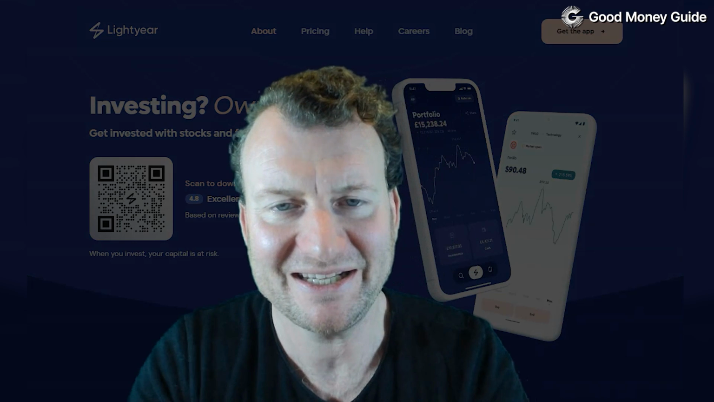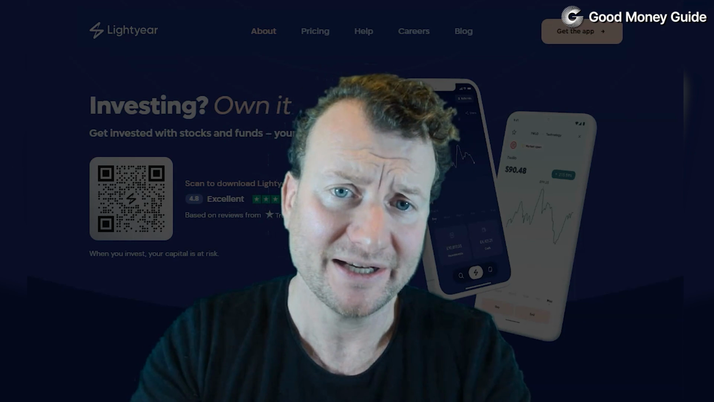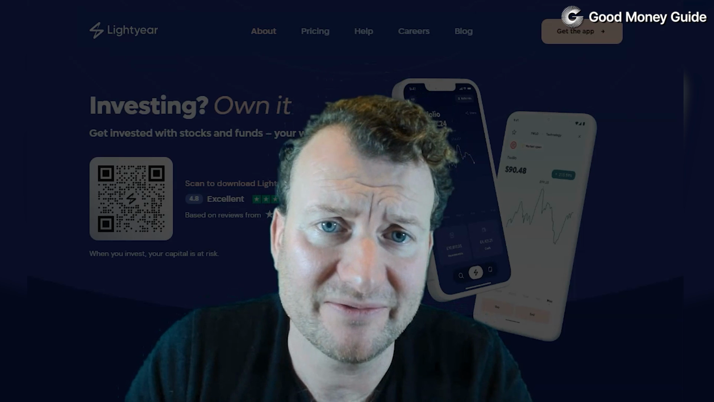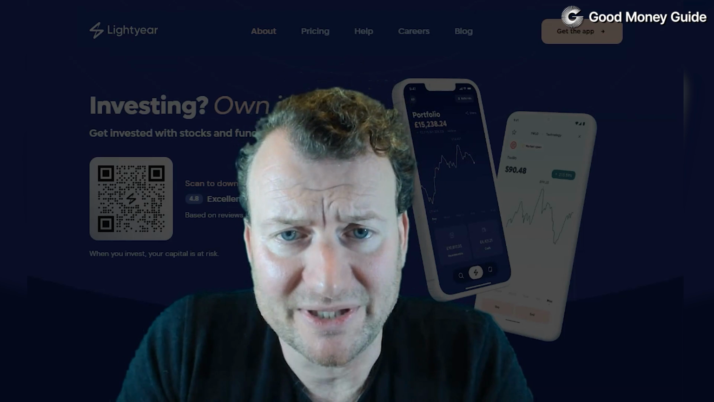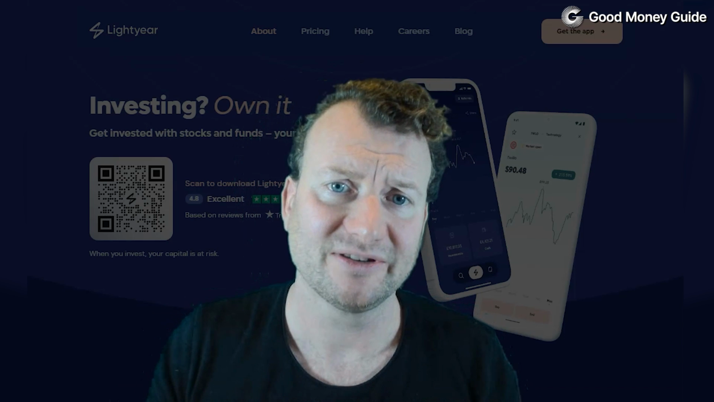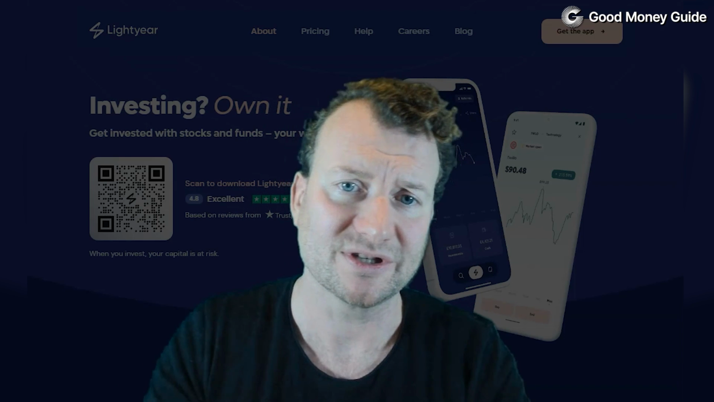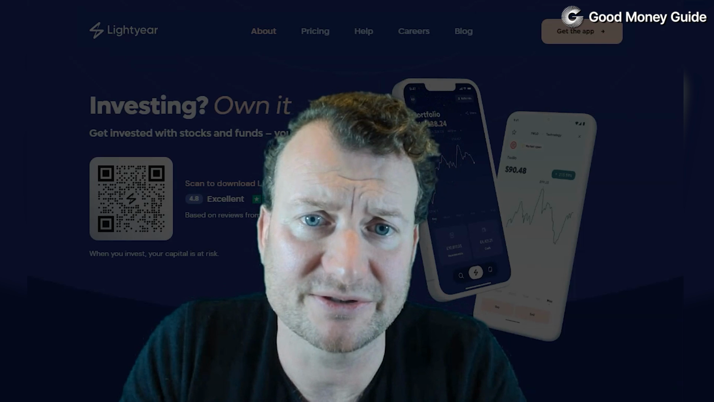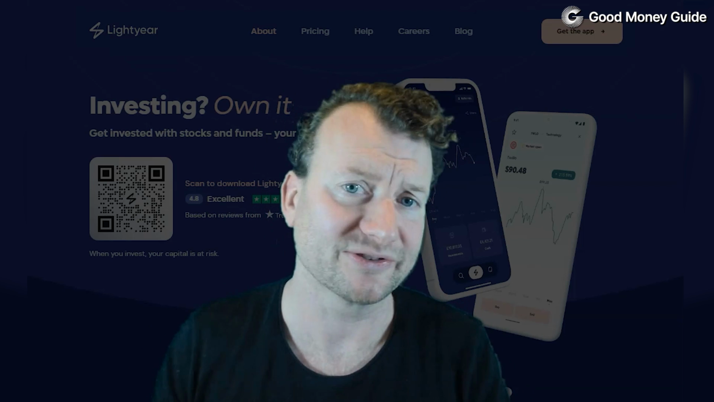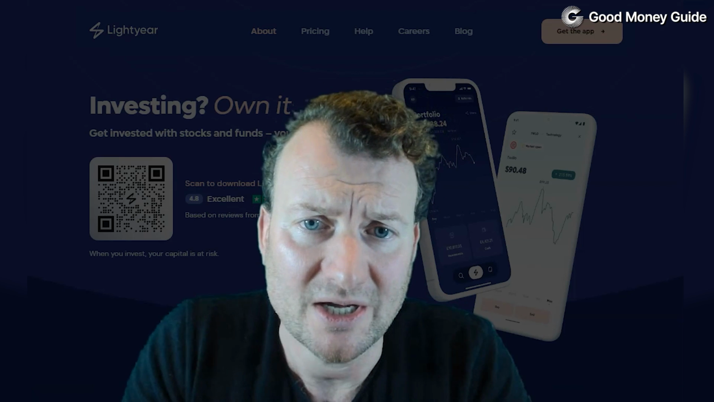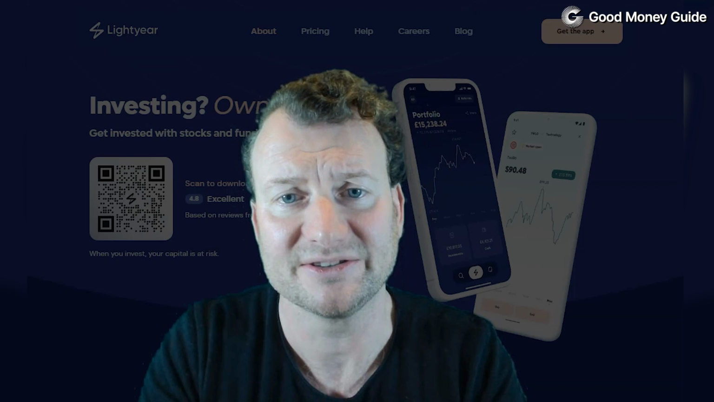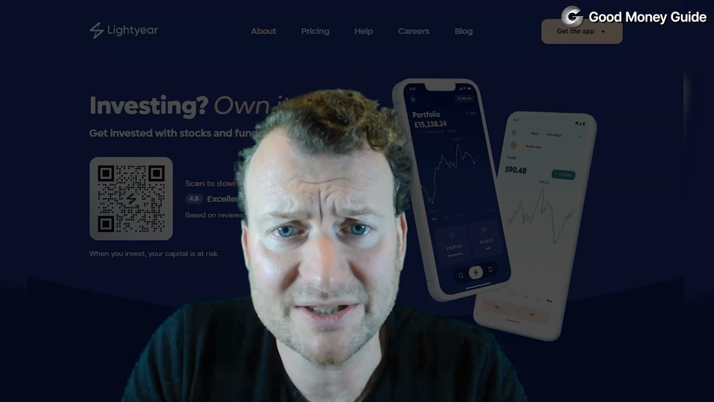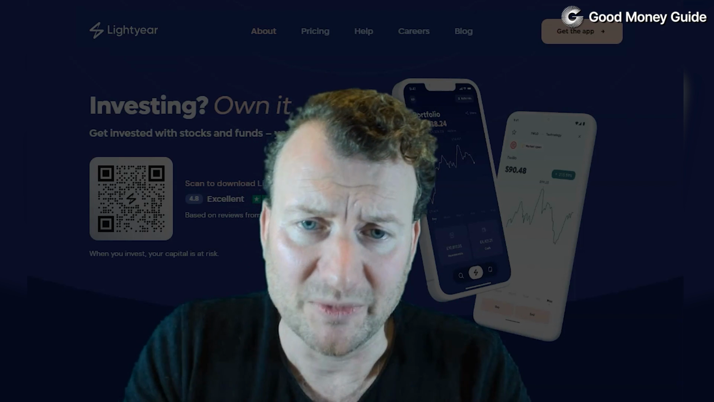App of the day today is Lightyear. Now, Lightyear is a new investment app from one of the original employees at TransferWise. If you're not familiar with TransferWise, they basically revolutionized the currency transfer industry by really bringing down costs. They're one of the cheapest places to send money abroad, and they have one of the slickest UXs, user experiences around. So Martin Sock founded Lightyear a few years ago.